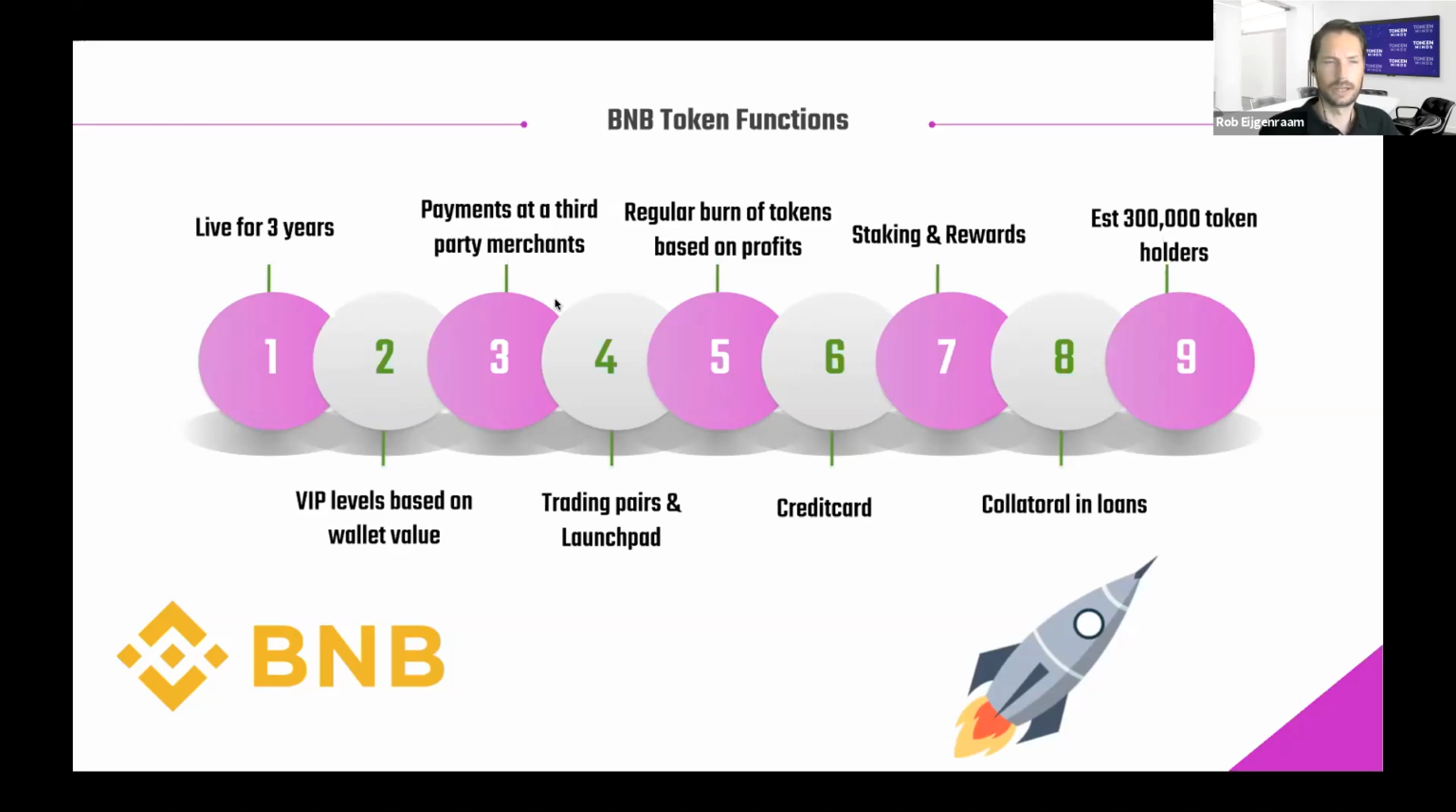If you have a certain amount, you can reach a certain VIP level, which corresponds with discounts on their fees or access to certain features. They also use it, of course, as a payment method next to the normal other cryptos and fiat US dollar. They control the value of the token by burning. They use their profits to regularly buy back and burn a certain amount of tokens. You can stake them, get rewards, and you can use them as collateral for loans as well. There are around 300,000 token holders right now and still growing.